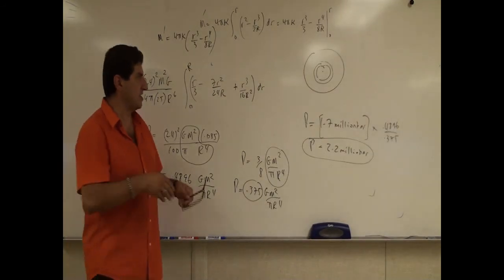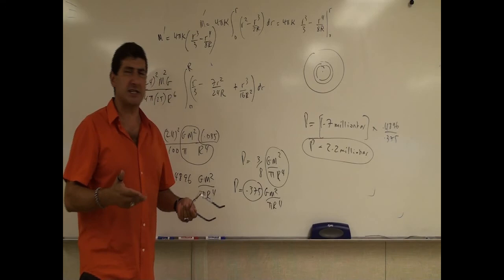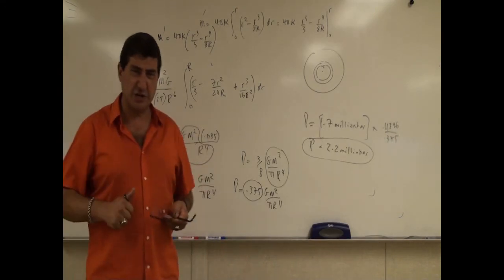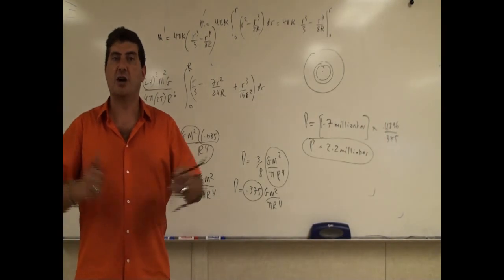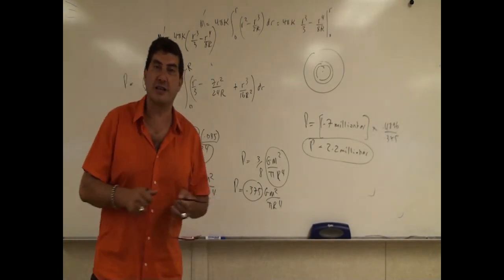So you can kind of see now how we can model these planets with different density functions and then find out what their pressure variation as a function of R is, and then calculate the pressure at their centers.